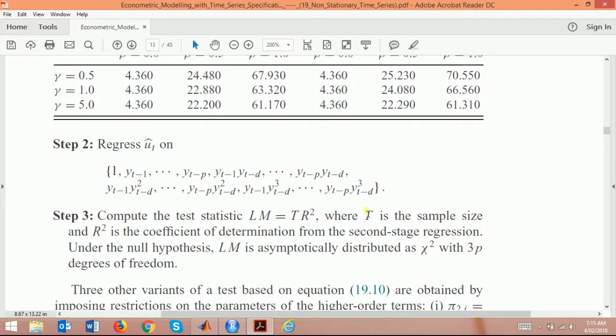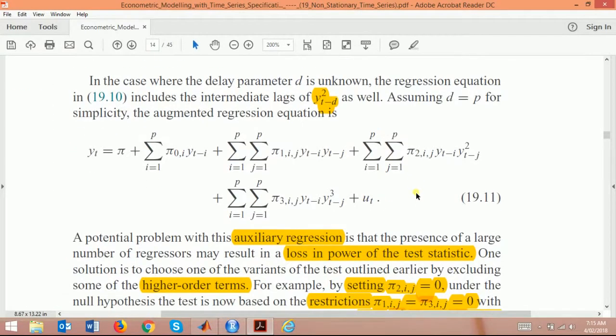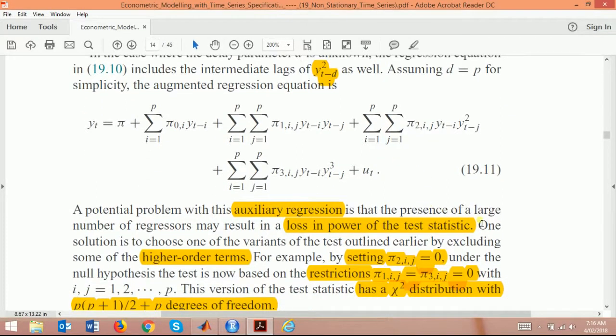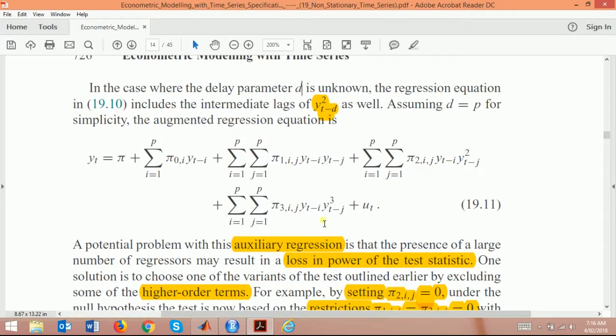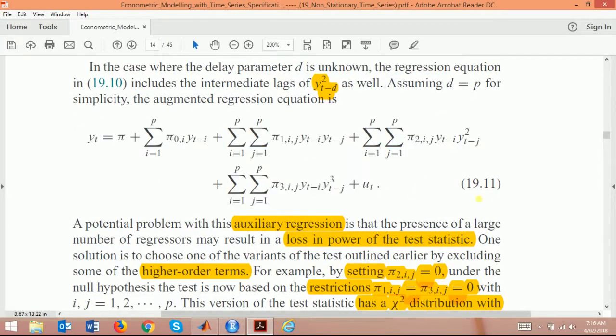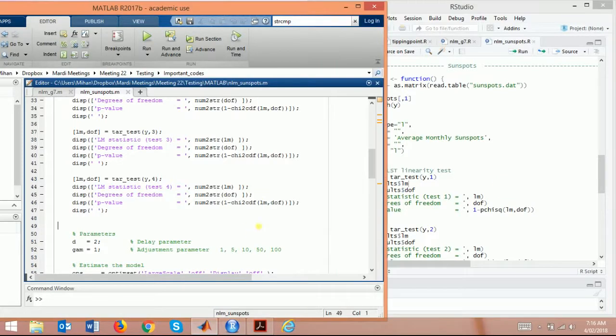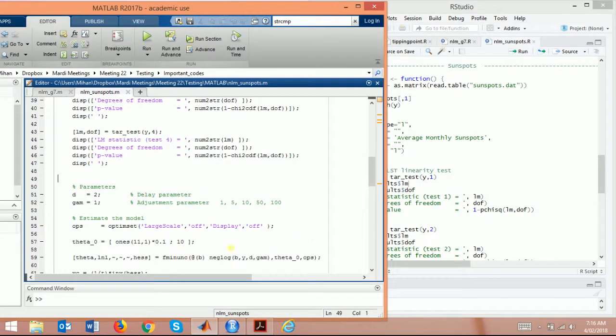So basically this is the equation we are looking for, assuming d equals p for simplicity. P is the delay parameter here, and by default we take the delay parameter up to 4: 1, 2, 3 and 4. If the delay parameter is unknown, we assume d equals p and the regression is this. In our specific situation we do not know the delay parameter, which we will estimate in the next step. As it is unknown, we continue with this.